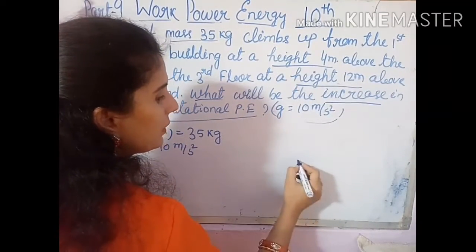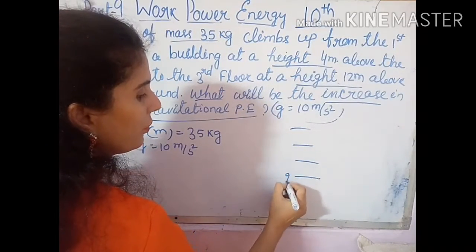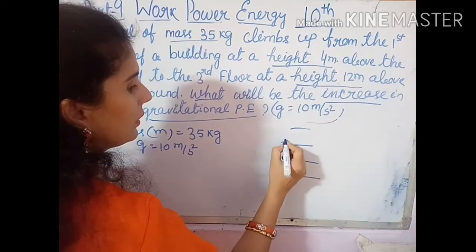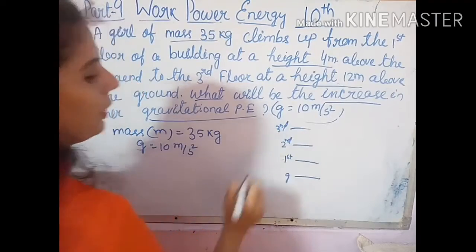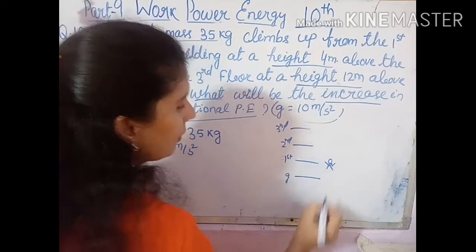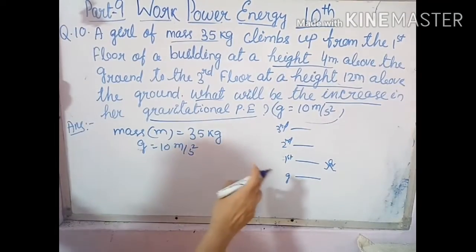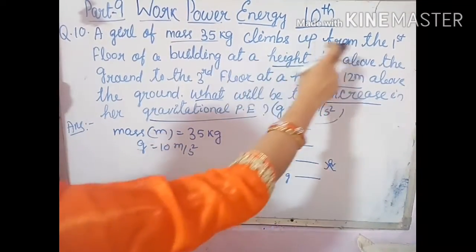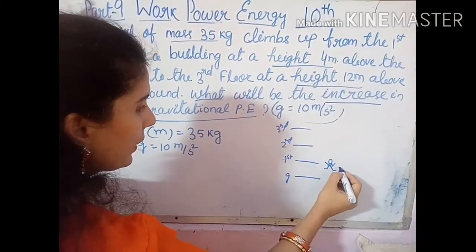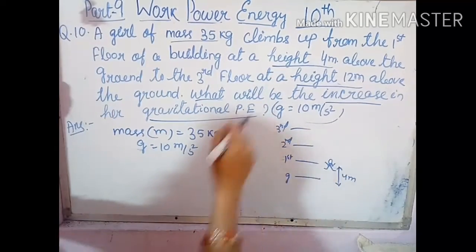Suppose this is the ground, first, second, third. Now the girl is here. This is the ground floor. This is the first floor. This is the second floor. This is the third. Right now the girl is here only, on the first floor. But here it has been given that the first floor is above the ground by 4 meter. Means from here to here is 4 meter. Means already the girl has reached 4 meter.